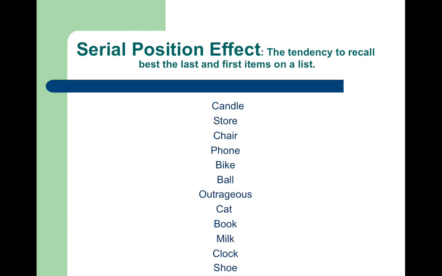So if I were to give you this list, which if you were in class, this is what I would do. I would let you read the list one time through, and then on a piece of paper, try and recall as many of the items as possible without looking at the screen. What we tend to find is that a lot of people will remember the items at the beginning of the list and at the very end of the list, but the ones in the middle, especially like cat and book and ball, those ones are oftentimes left off the list.